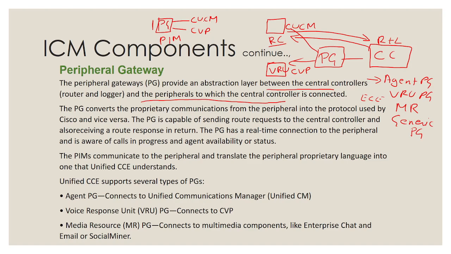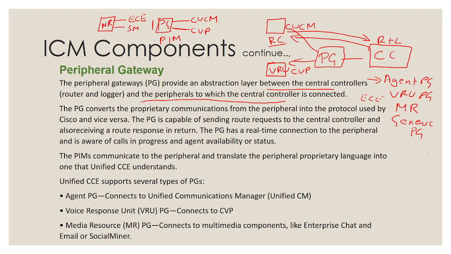Either it can be CUCM or the CVP, depending on the kind of PG that you are configuring. If you are configuring the agent PG, then you need to connect to the CUCM. If you are configuring it as a VRU PG, then you need to connect those PG's PIMs to the CVPs. If you are configuring your PG as an MRPG, then you need to connect to the social media platforms like the SocialMiner product, or you can connect to the ECE servers.